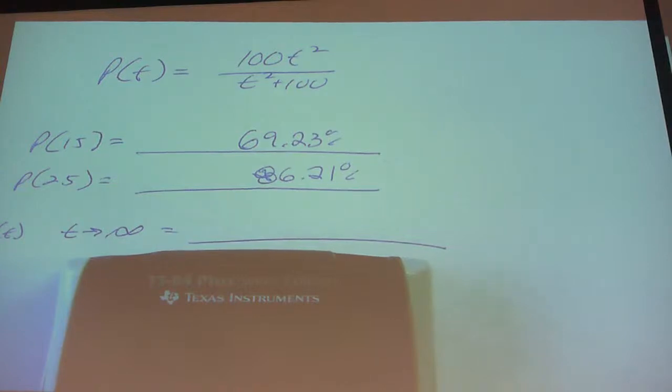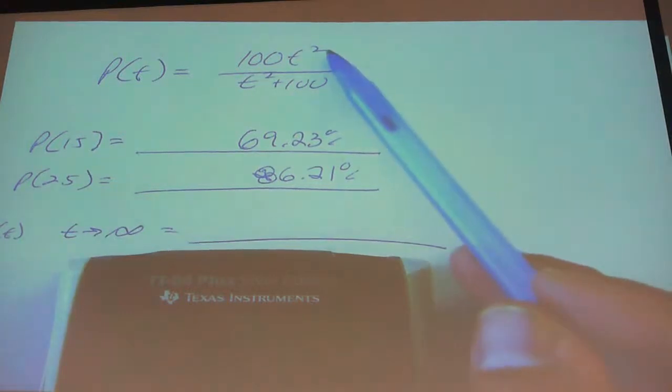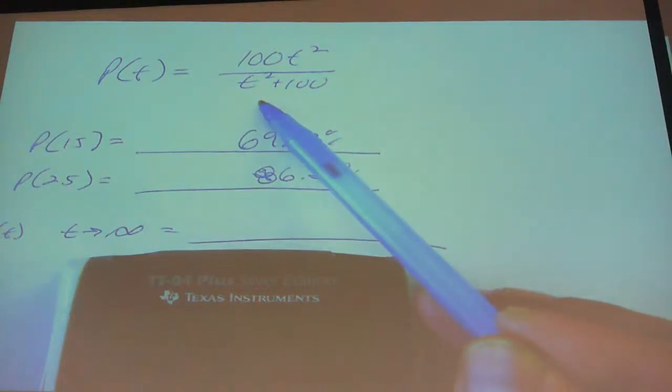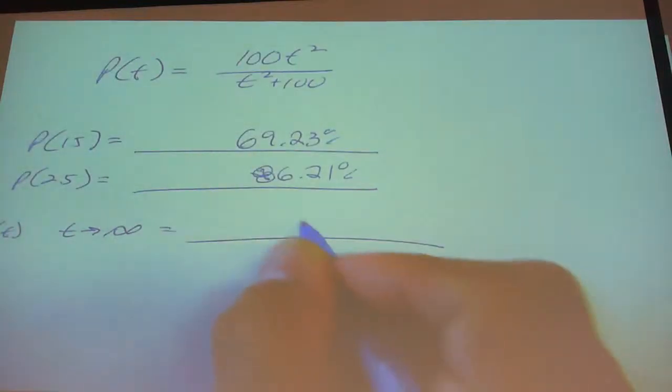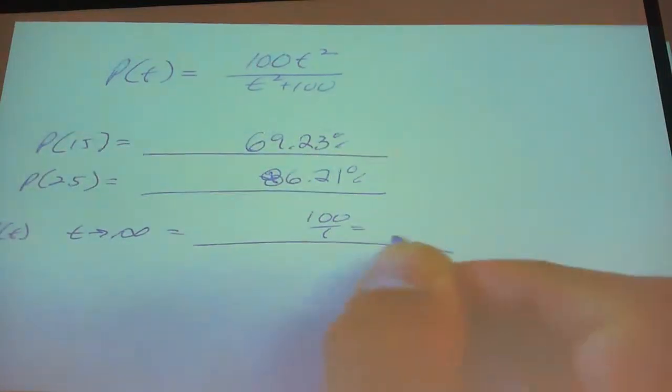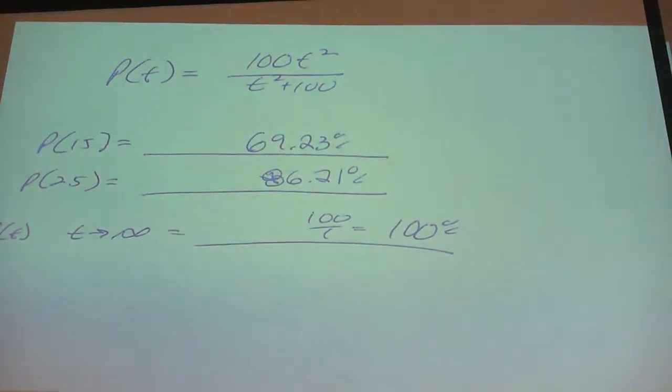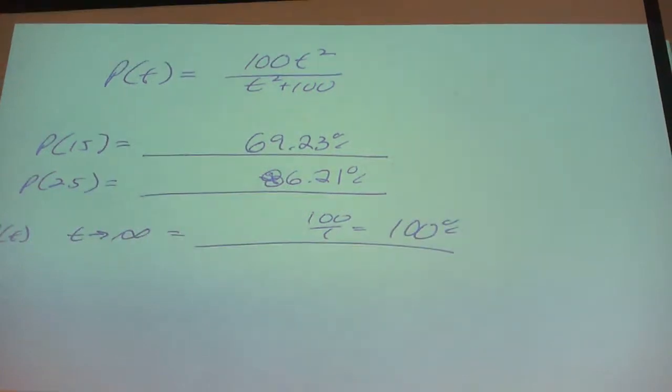So do I have a vertical asymptote? Nope. Do I have a horizontal asymptote when the numerator degree is 2 and the denominator degree is 2 and they match? What's going to be my asymptote? 100 over 1, which means 100%. So if we waited forever, will everybody do their update? Yes, 100% of people will do the update.